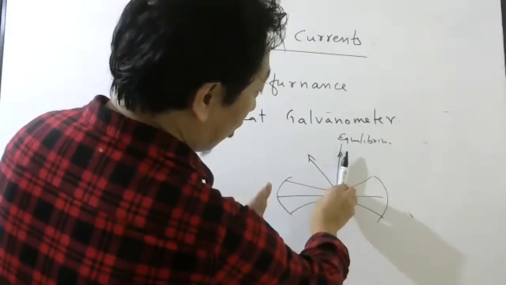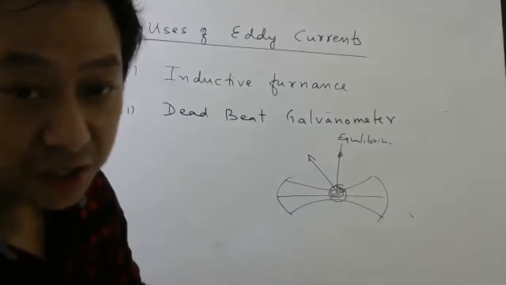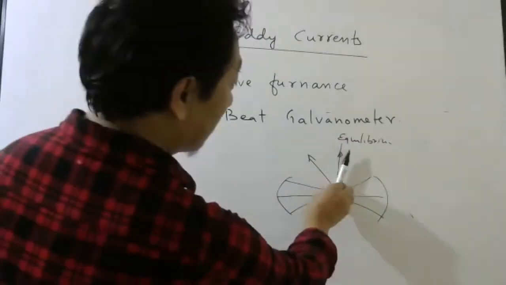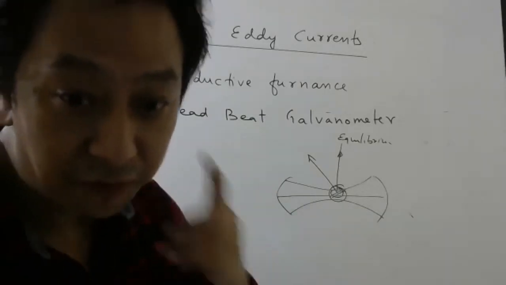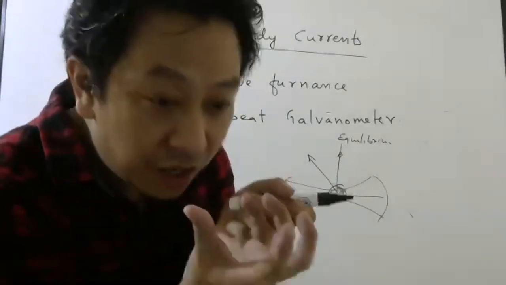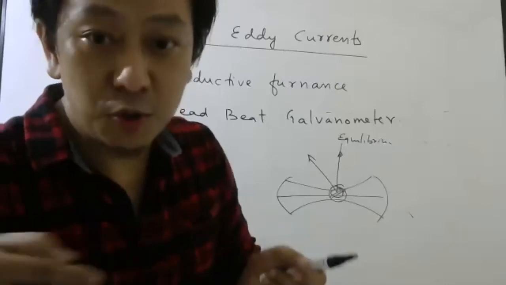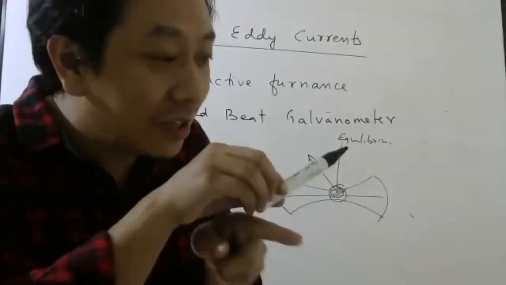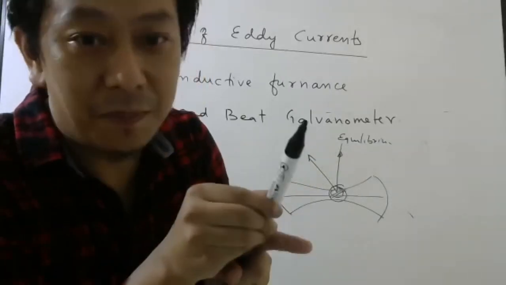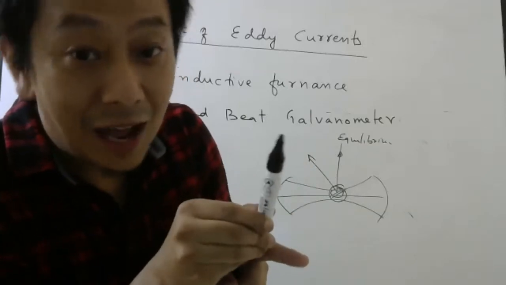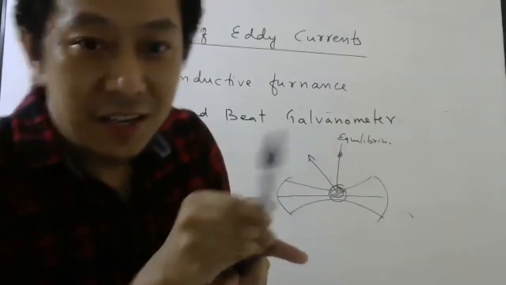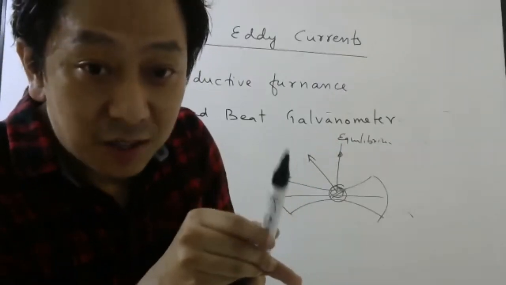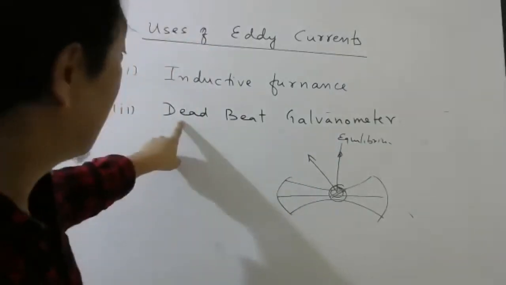Now you want this oscillation to die faster. You want these oscillations to die faster so that you can read what is the current. Suppose you are passing 2 ampere current. So the needle should go and stop at 2 ampere. It should not go like this and say, I am 2.1, no, I am 1.8, no, I am 2.2. It should not oscillate. So you want this oscillation to die faster.